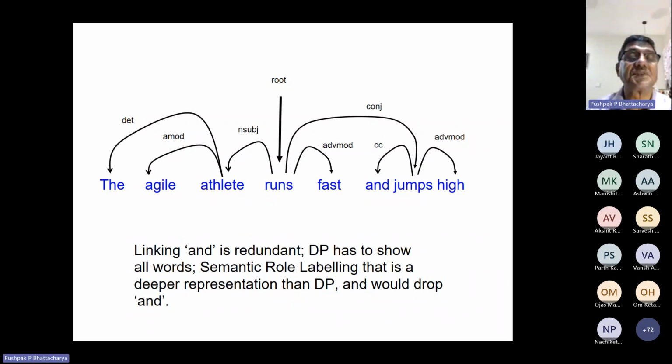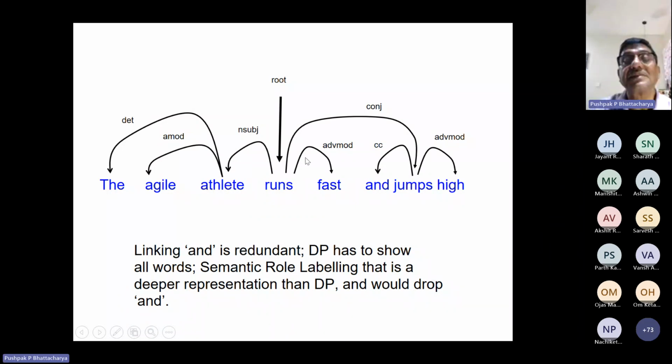So let's proceed just one more time, because this captures the dependency tree construction. It's a good example of a dependency tree. The agile athlete runs fast and jumps high. The main verb is first hit, runs. Who runs? Athlete. How does he run? Fast. Adverb modifier. N subj, because it is answering who runs. What kind of athlete? The agile athlete. Agile is the adjective modifier, a mod. The athlete, a particular athlete, DET, determiner.